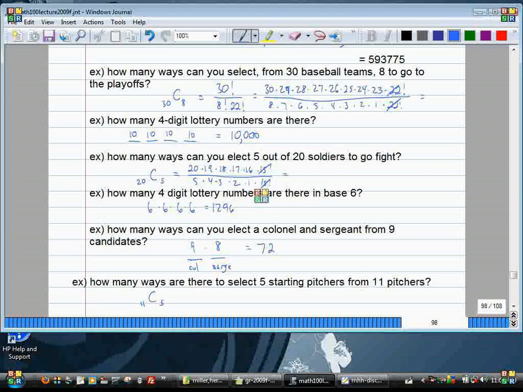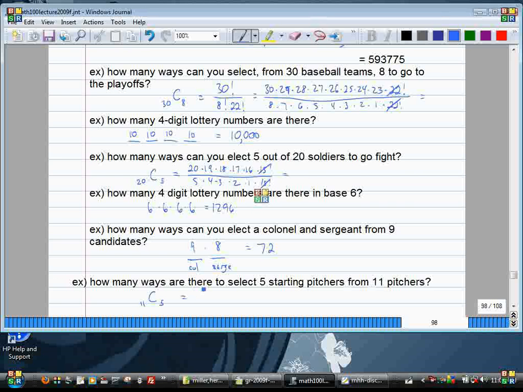So what do you think? The way that this question is asked, does order matter? Why? Every single question will start with how many ways. But does order matter? No. The way this question is asked, order does not matter. It doesn't say anything about the pitchers being in order. And there's no reason to think they need to be in some particular order, so order does not matter.